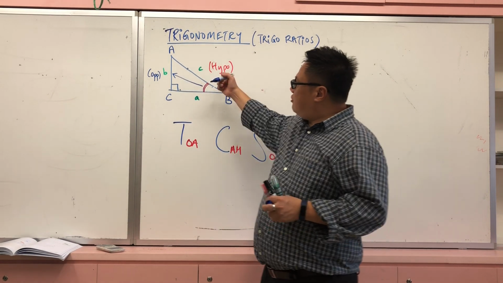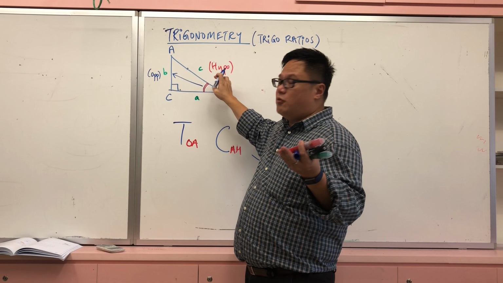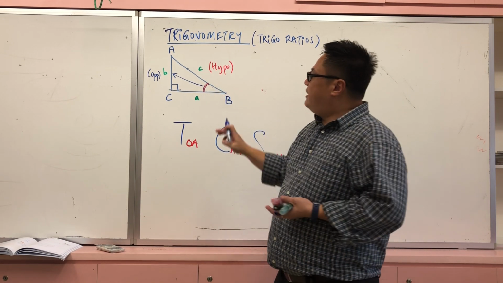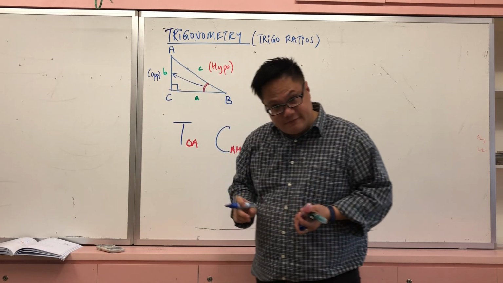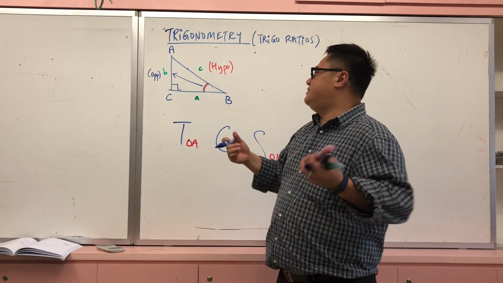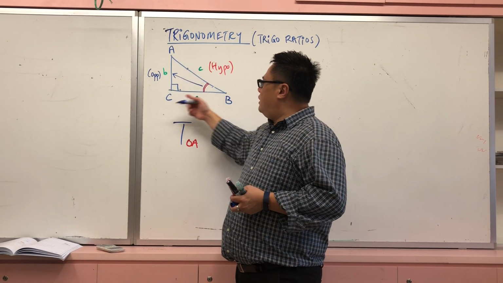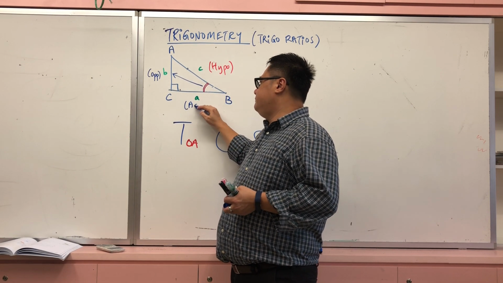So this is called hypo. Hypo stays the same. It's the length that's the longest side of a right angle triangle. Then the length that's opposite the reference angle is called opposite. Then the last one, the length of this, we call it adjacent.